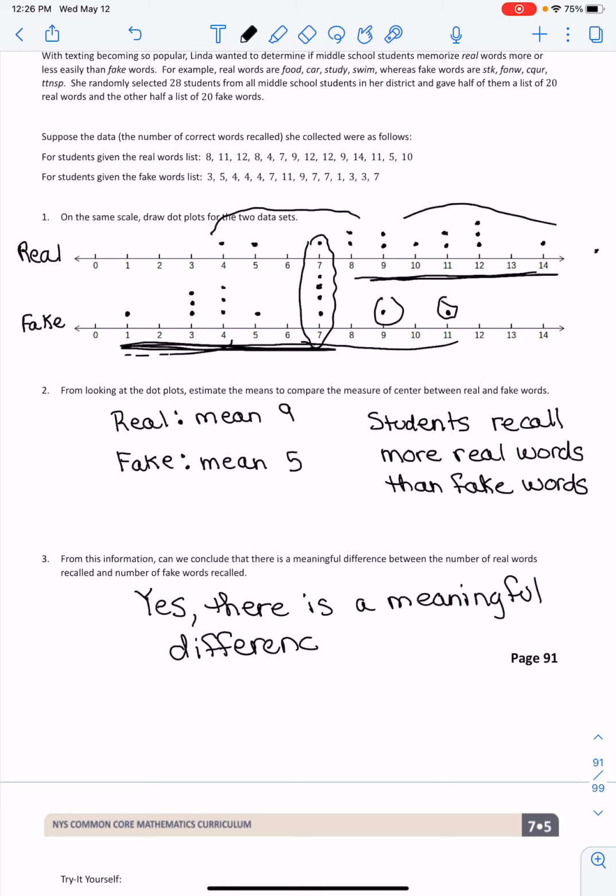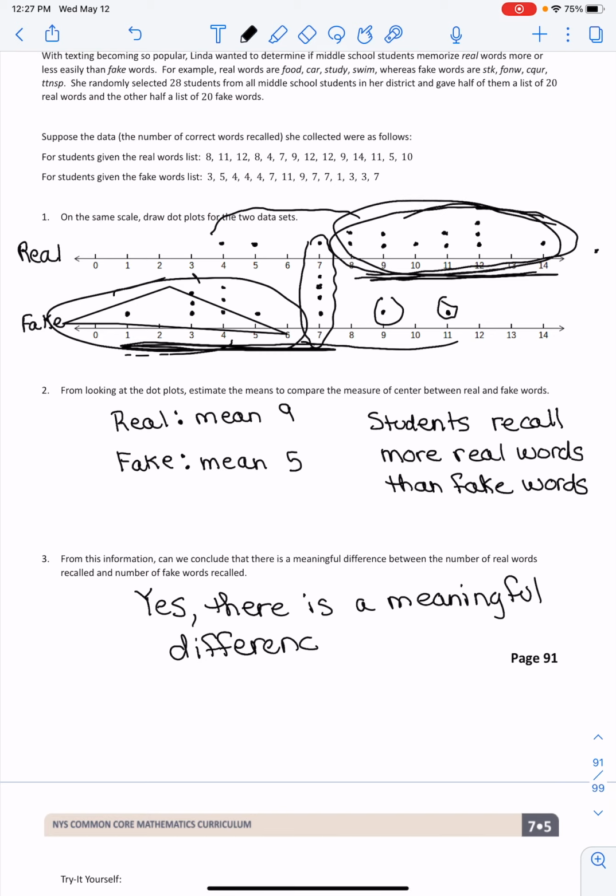If there was more on top of one another, where a lot of the real words were over top of a lot of the fake words, then there wouldn't be much of a difference. But here there's not much overlapping at all. A lot more words are here under the real than here. There's hardly any that overlap at all. And a lot more of the real words were recalled. Therefore, there is a meaningful difference. Oops, I've got to spell that right. There is a meaningful difference, okay?